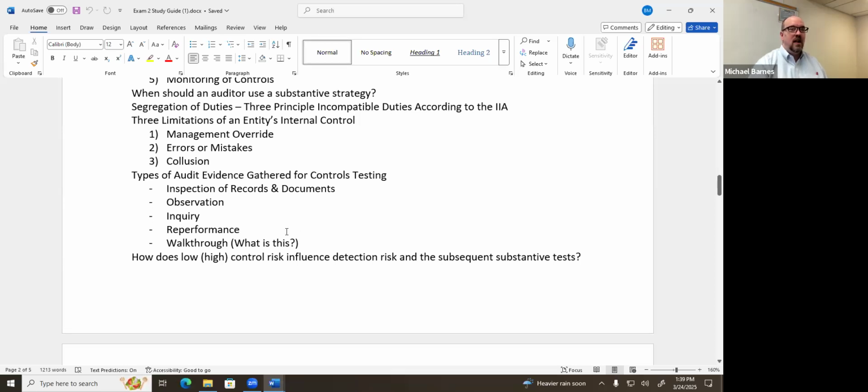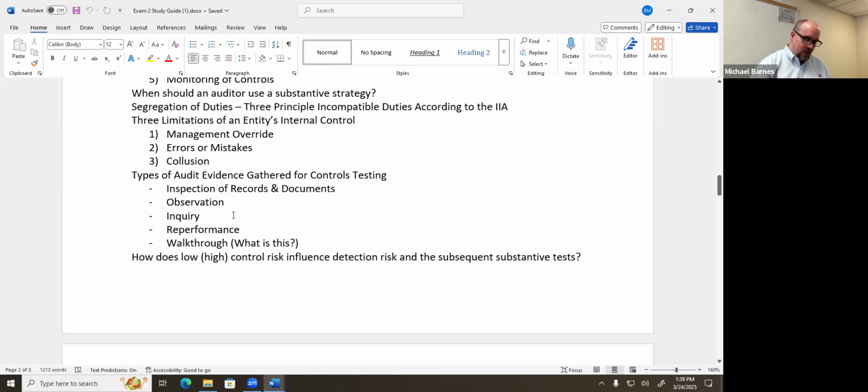For example, if I say, how do we use analytical procedures in controls testing? What's your response going to be? We don't use analytical procedures in controls testing because it's not one of these 5 items, okay? So these are the 5 types of tests that we can perform as tests of controls. So make sure you're familiar with all of those.